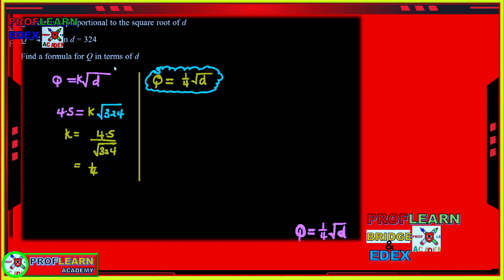In some questions they will give you another value of d so that you can find what the value of q is, but this one they wanted you only to find the equation of q and how it's connected with d.